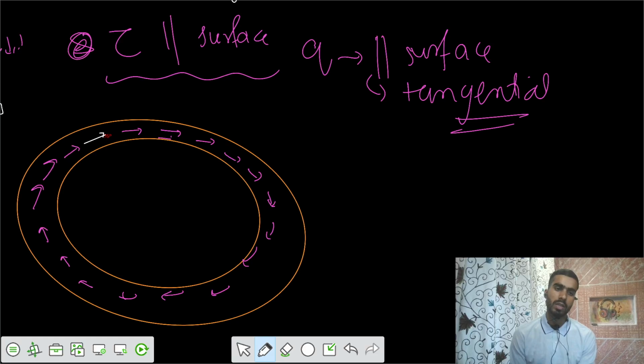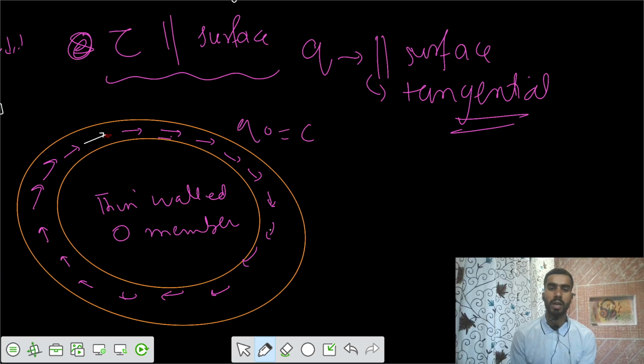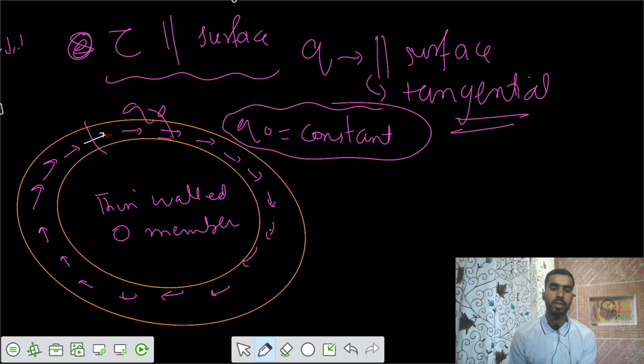This is the Q variation, and Q would remain always constant. There is no Q changing. So Q is always constant. At every segment we have Q constant. So Q is constant always for them.